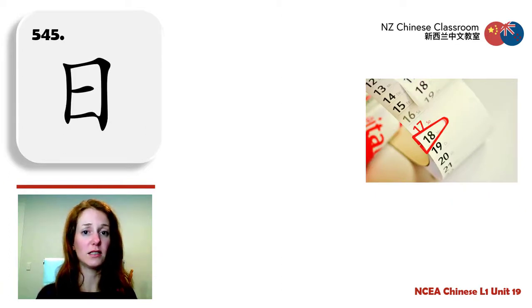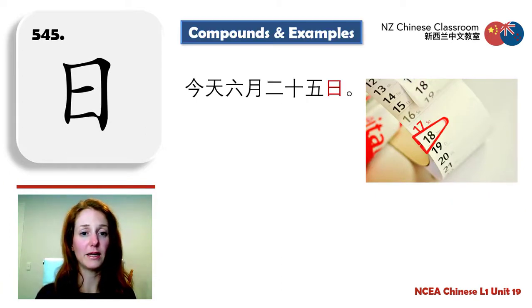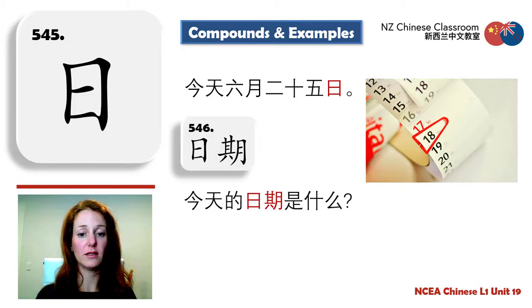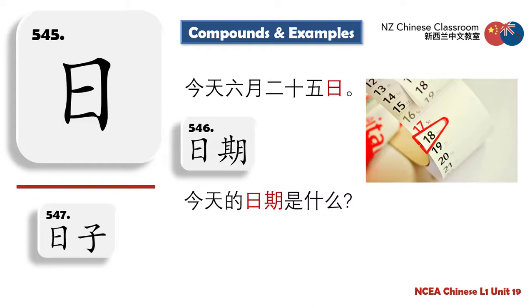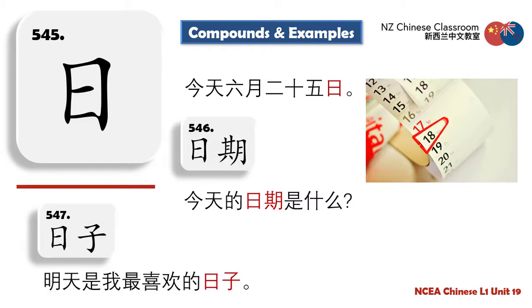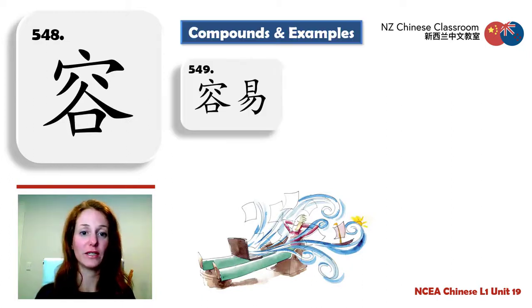Okay, 日. This is the sun or a day. 今天6月25日. Today is the 25th of June. 日期 is a date. 今天的日期是什么? What is today's date? 日子, this can be a day or a date. So, 明天是我最喜欢的日子. Tomorrow is my favorite day or favorite date. Maybe it's Speak Like a Pirate Day or Hug a Ginger Day. That's my favorite day.